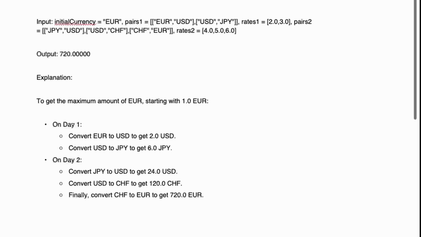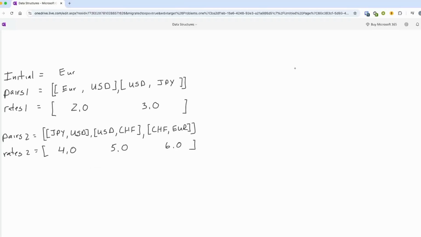So on the first day, we start with our 1 euro. We can convert that to USD to get 2. Then we could take that USD still on the first day, and we can convert it to yen to get 6 yen at the end. Then on the second day, what we would do is we would take that yen, we convert it to USD to get 24 USD, convert those USD to CHF to get 120, and finally convert CHF back to euro to get 720 euros.